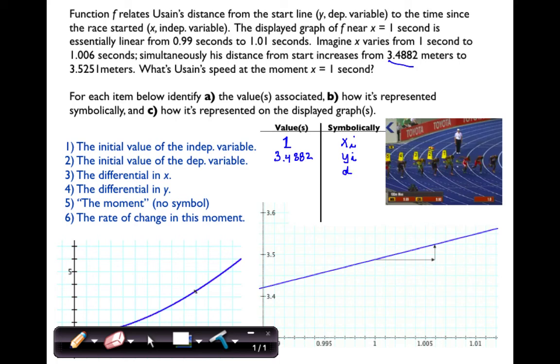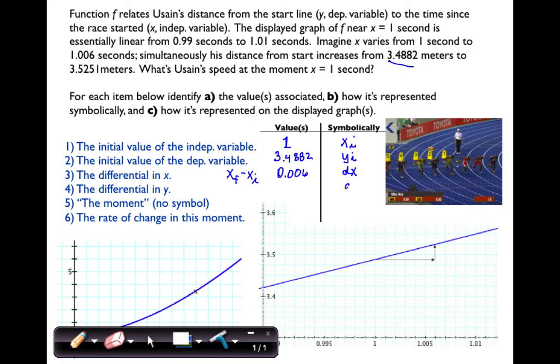The differential in x that we used, we could have chosen a lot of things. We could have chosen a lot of initial x and y values also. But the differential that we're using is, well, let's see. We let x vary from 1 second to 1.006 seconds. So the dx value that we're using is 0.006, x final minus x initial. So that number of seconds has gone by, 6/1000 of a second.